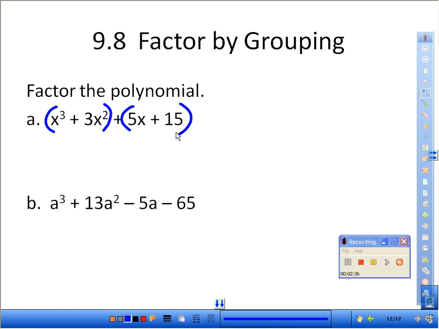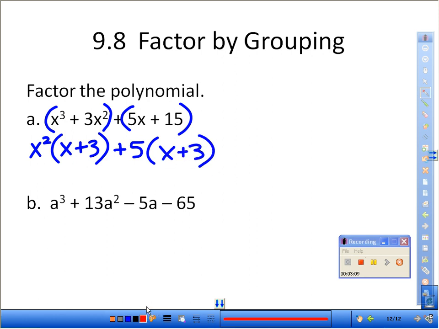In this first set of parentheses, the common monomial factor that each of them has is x squared. If I factor out x squared, I'm left with x plus 3. Everything's positives, pluses in this problem, so we keep the same sign throughout. In the second set of parentheses, I can factor out a positive 5, and I'm left with x plus 3.